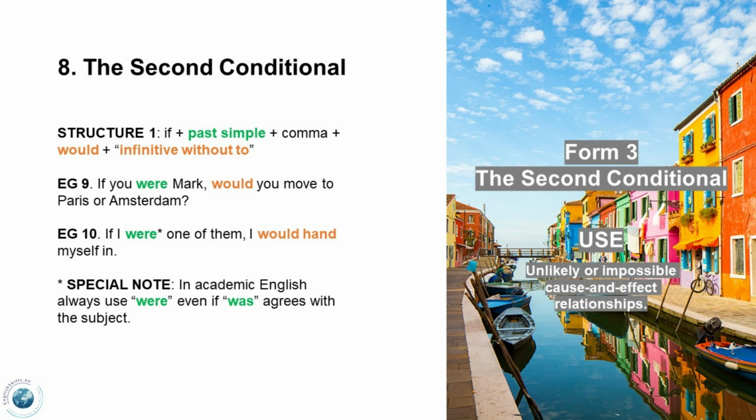Example 10. If I were one of them, I would hand myself in. This structure is a polite way to communicate advice. We often say, if I were you. For example, if I were you, I would learn at least 2 foreign languages. It is impossible for me to be you. So the second conditional structure works perfectly for this purpose of giving advice.